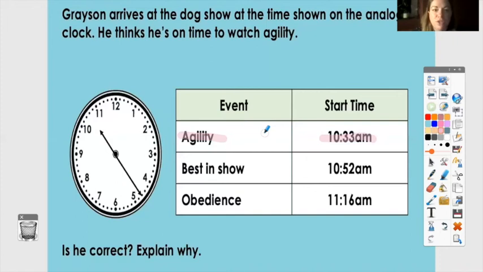Sometimes in these types of questions, extra information is given to us to make it a little bit trickier, to get our brain thinking and working a little bit harder. So I am just focusing myself on the bit that I need. He arrives at the time shown on this clock. So what do you think I'm going to do? I'm going to write down the time that he arrives.